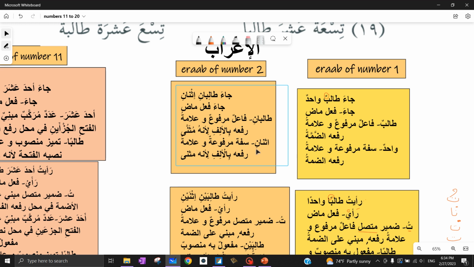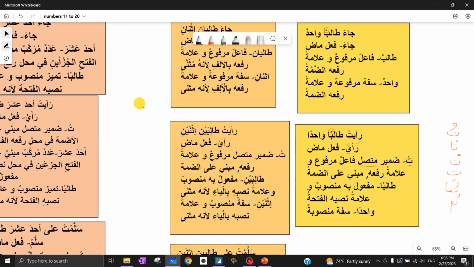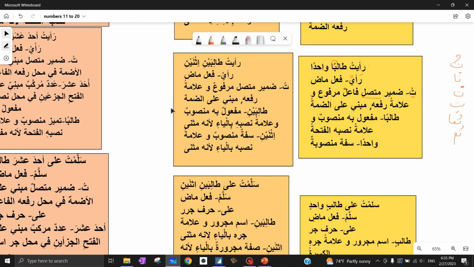Ithnani. Now, ithnani, you know, is coming as sifa for number 2. So, you will write sifa marfu'atun wa alamatu rafihi bil alifi. It's the same because it is muthanna. Bil alifi li'annahu muthanna. So, this is how you will do the Arab of number 2. Now we will do the Mansub case.